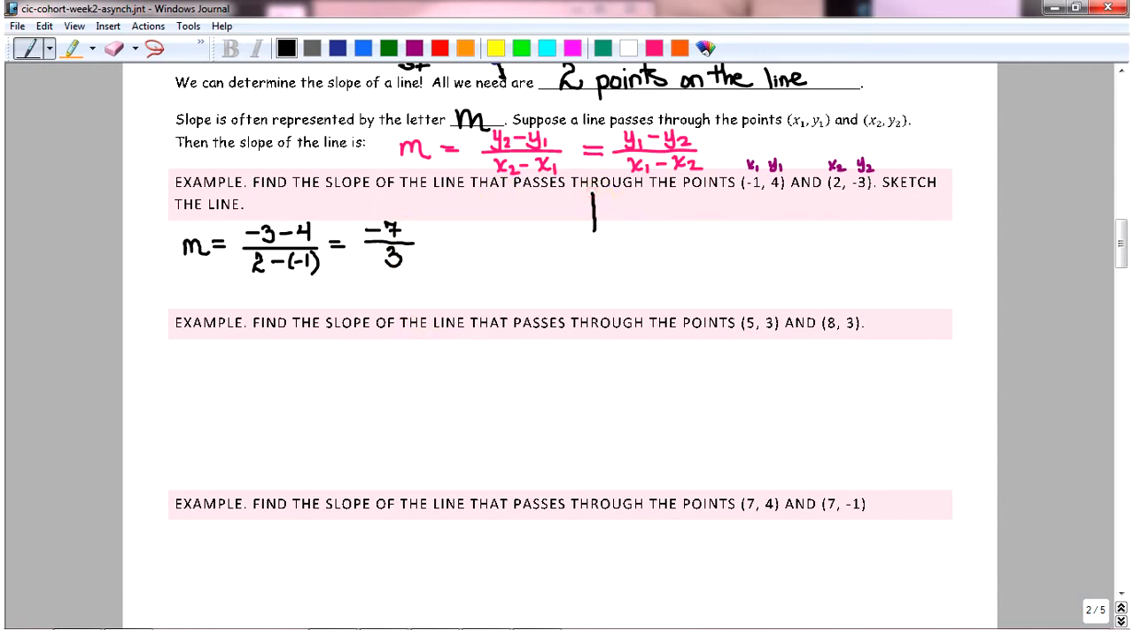So my graph should be going down as I move from left to right, since we have a negative slope, like we saw with our last example. Okay, so we just want to sketch our line, so I'm going to plot the point -1, 4, and notice I'm just going to estimate where that could be. And then we're going to plot the point 2, -3. Okay, and that would be a rough sketch of our line.